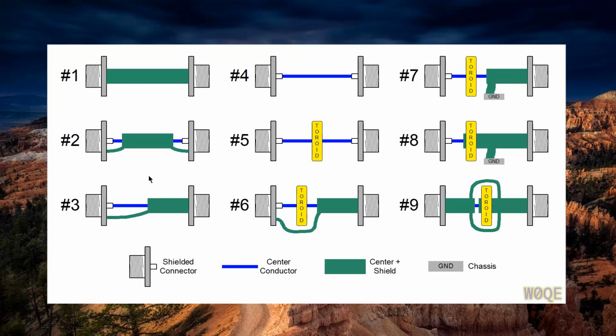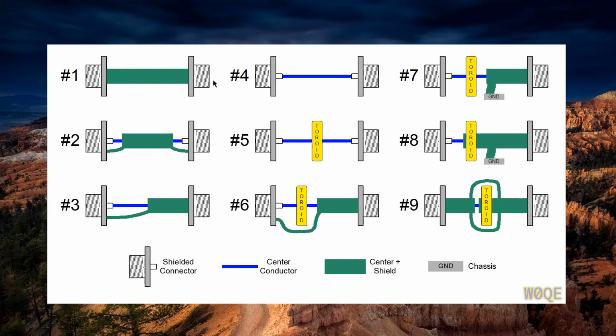Here's a pretty busy drawing. It shows 9 different ways to connect a transmission line inside a little box. The gray pieces here represent the walls of the box. The coaxial connectors are represented by these things that look like they have threads on them. And then I have a blue wire which shows the center conductor of the transmission line, and green is the shield.